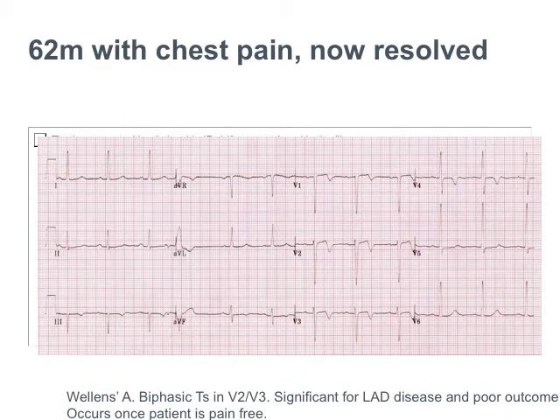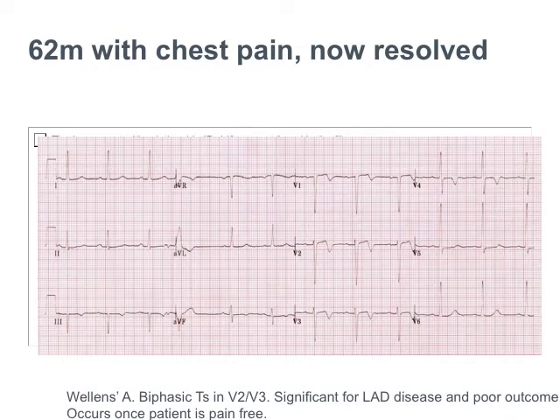So this ECG is what we call Wellens, and this is the Wellens type A, which is probably the most common one. And what we see is this biphasic T wave, particularly in leads V2 and V3. You can also see it in V1. And this occurs actually when the patients are pain-free.